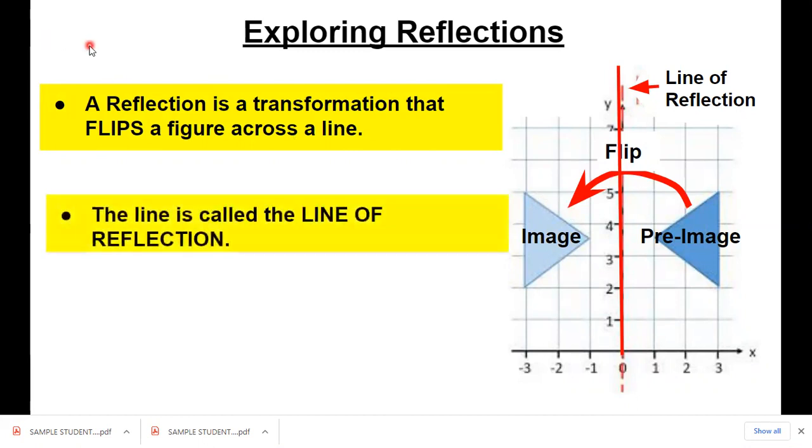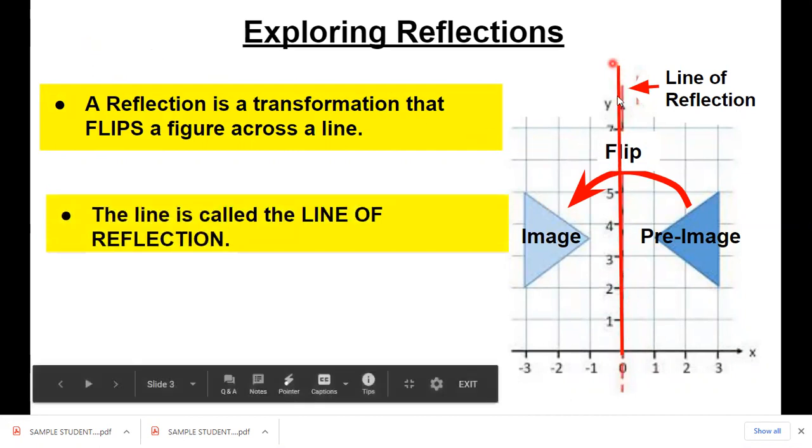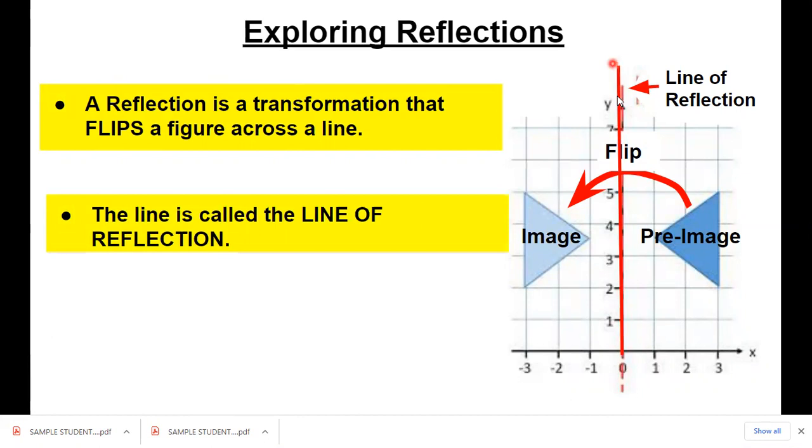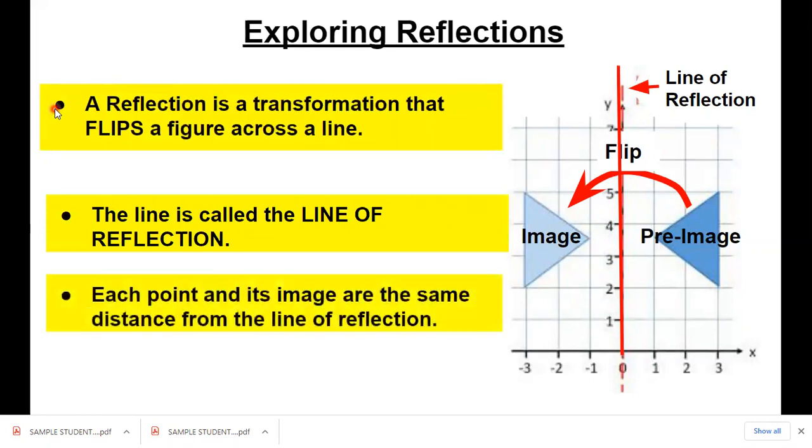The line is called the line of reflection. This happens to be the line of reflection right here. That is the y-axis. Your line of reflection could be the y-axis. It could be the x-axis. It could be any other line that you can draw on a coordinate graph. So it just depends on what the problem is asking you to do. Each point and its image are the same distance from the line of reflection. So if you look at this point right here, that's 1 unit to the y-axis, the line of reflection. The image over here, that same point is 1 unit from the y-axis as well.